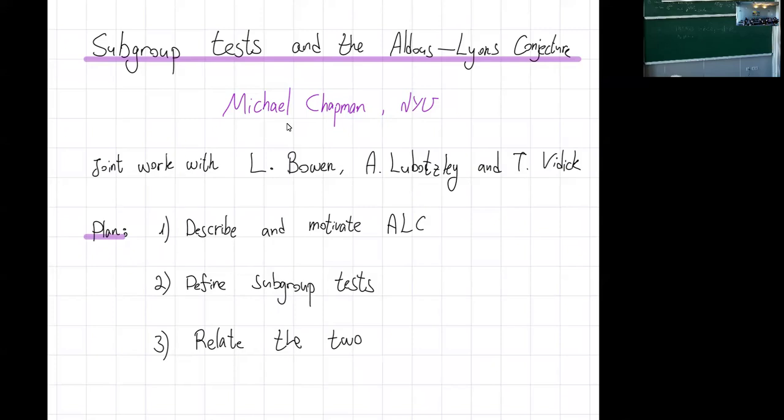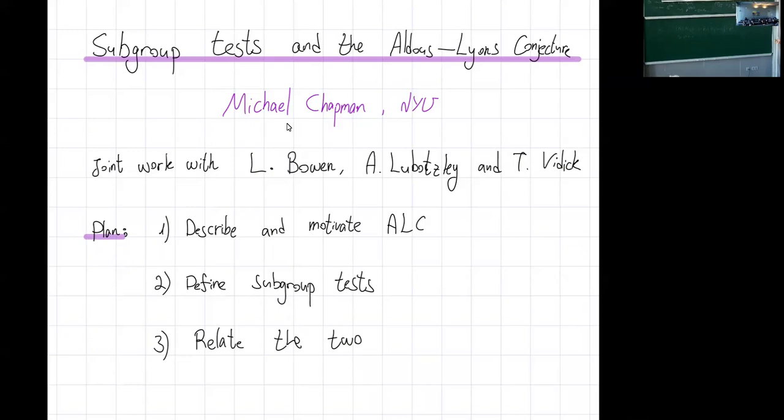So this is a joint work with Louis Bowen, Alex Lubotsky, and Thomas Vidick. And the plan is to first describe and motivate this conjecture, the Aldous-Lyons conjecture. Okay, so that would be the first part. There won't be too much motivation. It will be really one slide of motivation. I'll mainly just define it to you.